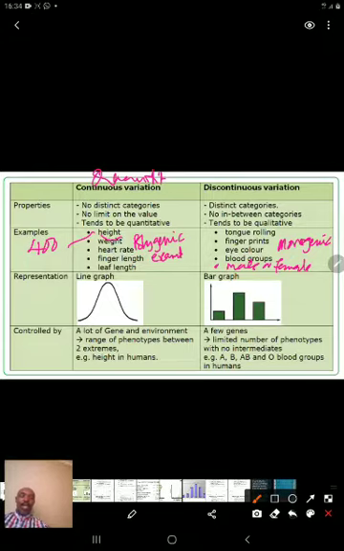So it's easy, you can draw a bar graph that will say these ones are males, these ones are females, or the eye color, those with brown eyes, those with green eyes, those with fingerprints. You see that there are distinct categories, no in between, and they are qualitative.